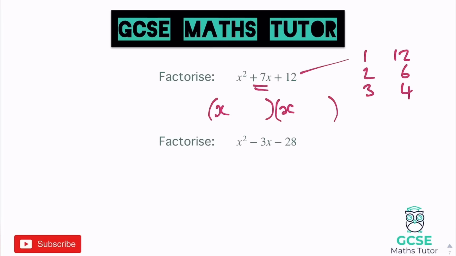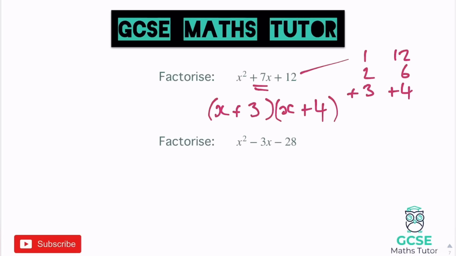So 1 and 12, there's no way I can make 7. 2 and 6, I could either make 8 by adding them together, or I could make 4 or minus 4 if I do a minus with one of them. So I'm not going to make 7, but I can make it with 3 and 4. I can have plus 3 and plus 4, and that would make 7. So plus 3 and plus 4, and that would be factorised.